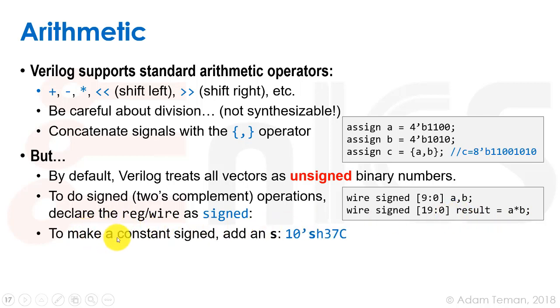Okay. If we want a signed constant, we have to add this S before the type of encoding we're doing afterwards. So 10'SH37C will be a signed number 37C.